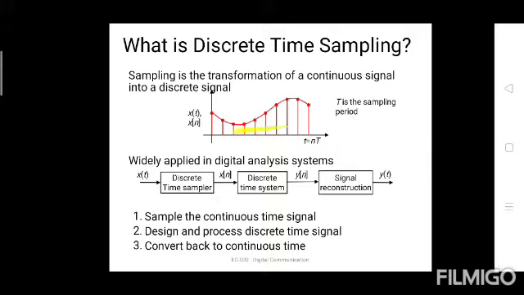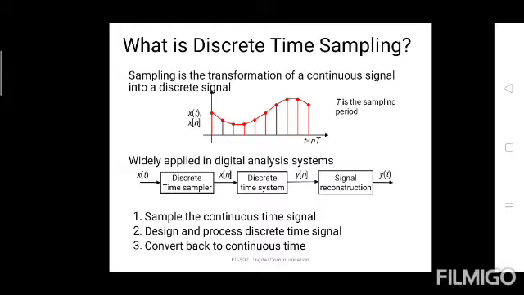Here t equal to nT are the different times at which we are taking our samples. We can understand it with this block diagram. Suppose we have a continuous signal x(t) and pass it through a discrete time sampler; we get x[n]. Then we pass it through a discrete time system and get some y[n], then use a signal reconstructor and again get the continuous time signal. That means we sample the continuous time signal, process the discrete time signal, and convert it back to a continuous time signal. This is the basic communication method in which we convert our continuous time signal into a discrete one, process it, and finally convert it into an analog signal.